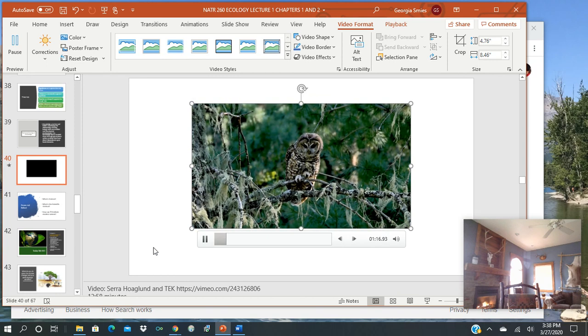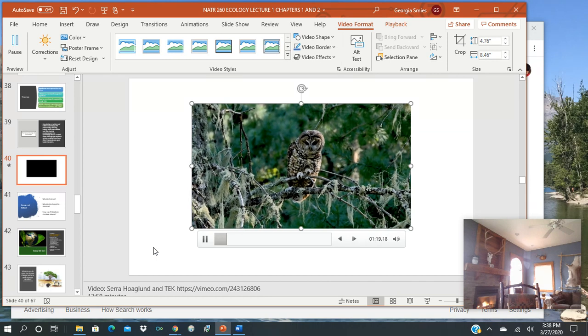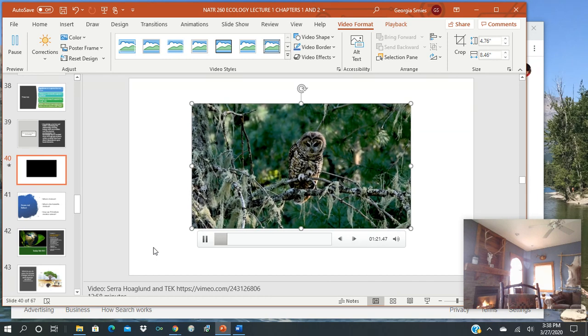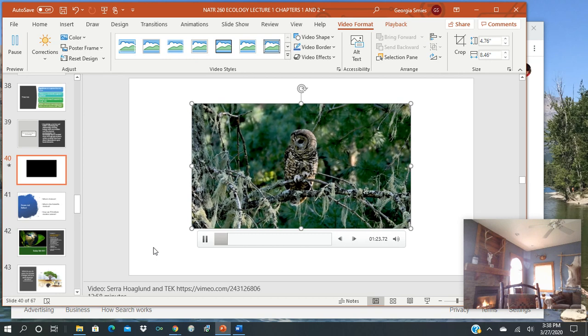But that owl is sort of at this interface. It makes for a good symbol for all those roles.